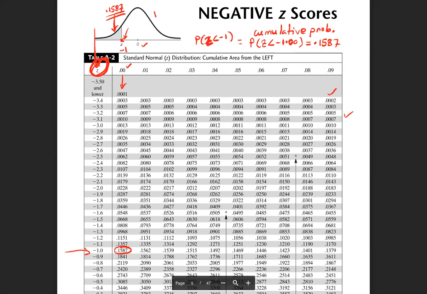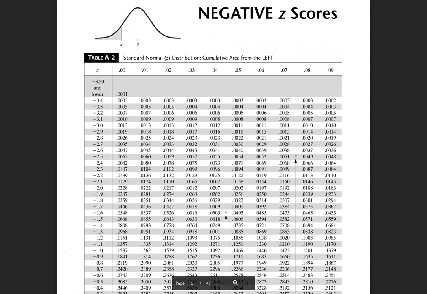So let's go ahead and find a bunch of other values. What if I want to find the probability that z is less than, or less than or equal to? It doesn't matter, because the probability of a single point in the continuous case is 0, remember? So it doesn't matter whether you write z is less than or less than or equal to. So let's say z is less than or equal to -1.5.